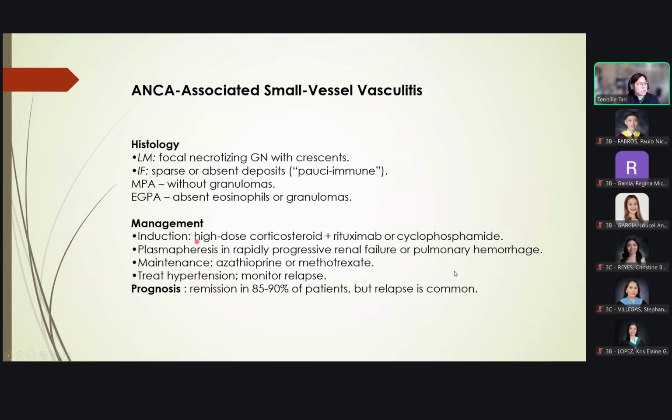So management here is usually induction of high-dose corticosteroid plus rituximab or cyclophosphamide. They might do plasmapheresis in patients with rapidly progressive renal failure or pulmonary hemorrhage. They need maintenance treatment with azathioprine or methotrexate. And then, of course, you also have to treat the hypertension and monitor the patient for relapse. Remission occurs in about 85 to 90% of patients. However, relapse is very common.